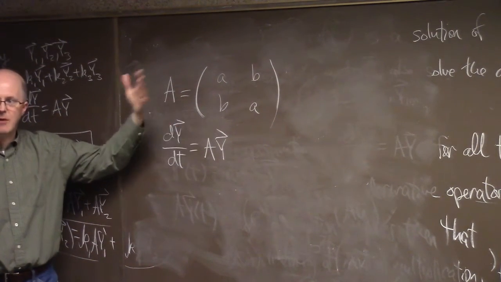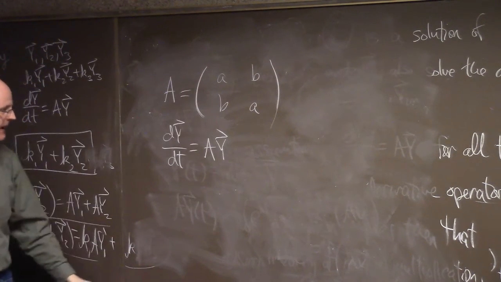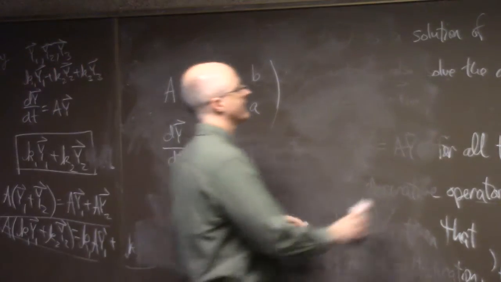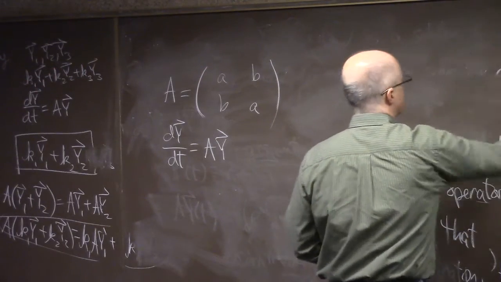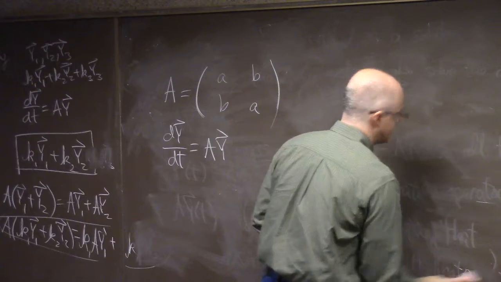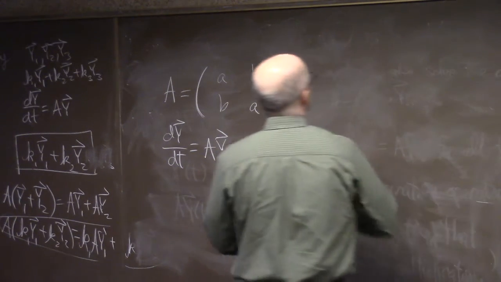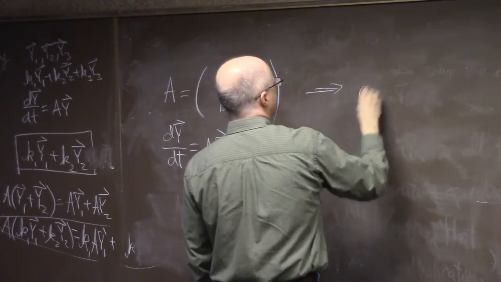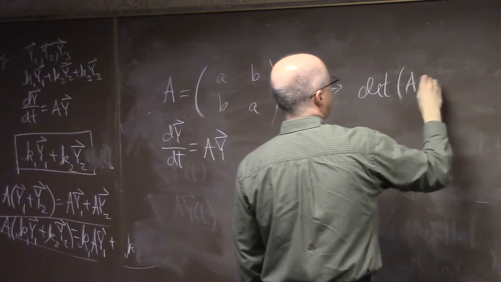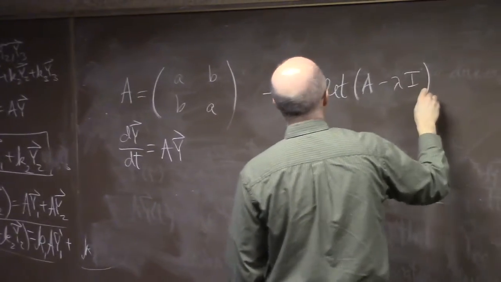Non-numerical entries, they represent numbers, but they're not specified. Constants. So it seems like it could be harder, but that's a pretty special kind of matrix there. So maybe it's not too bad. The determinant of A minus lambda I.